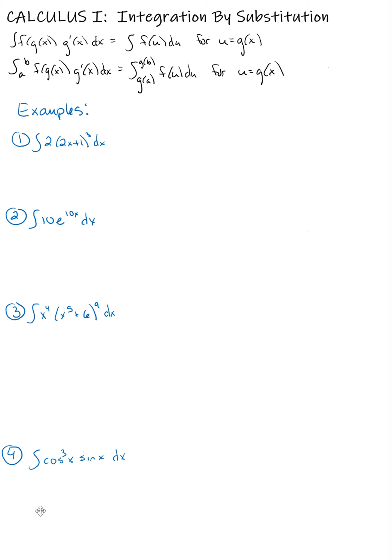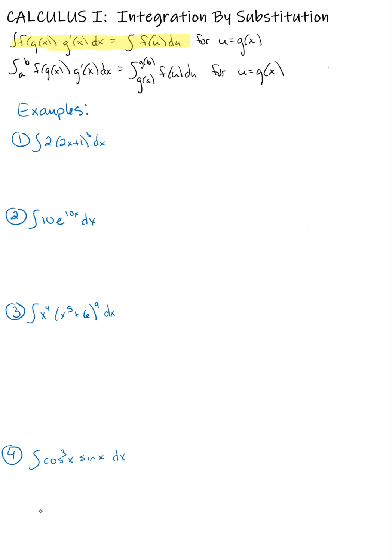I want to talk about integration by substitution. You can think of this as the reverse of the chain rule. So if I'm integrating f of g of x, notice that is a composition, f composed with g, and then here attached to the back I have g prime of x dx.